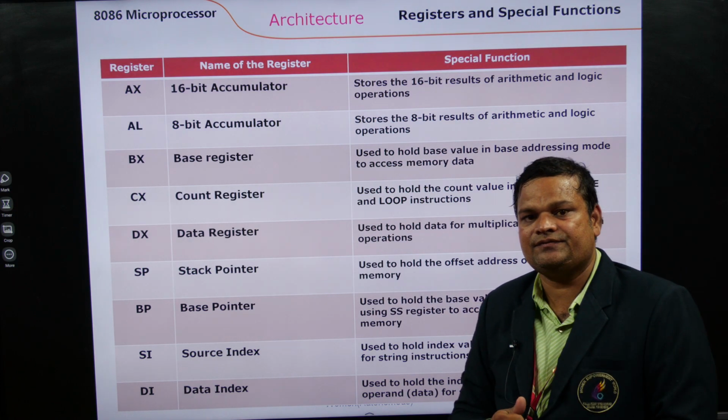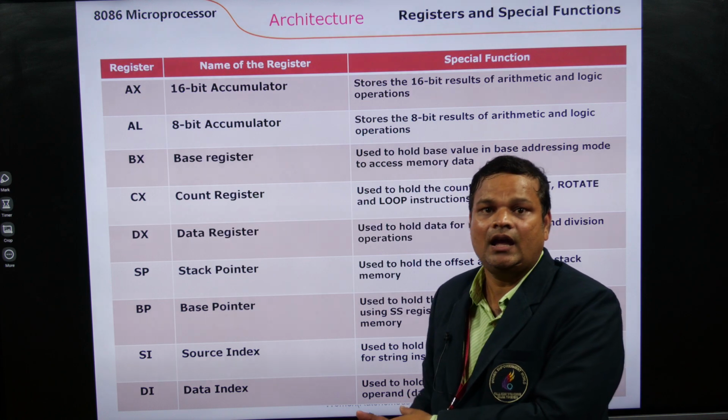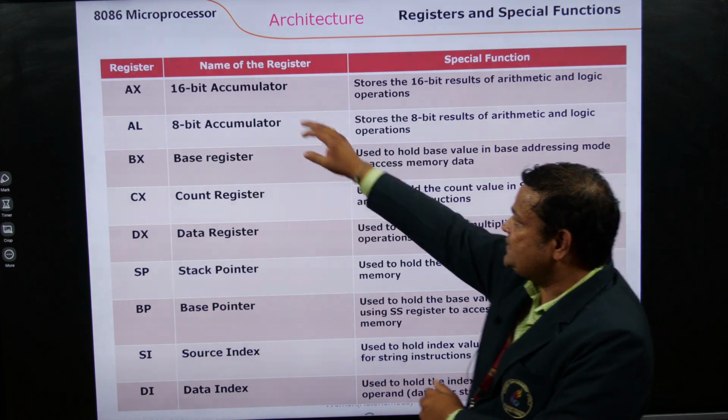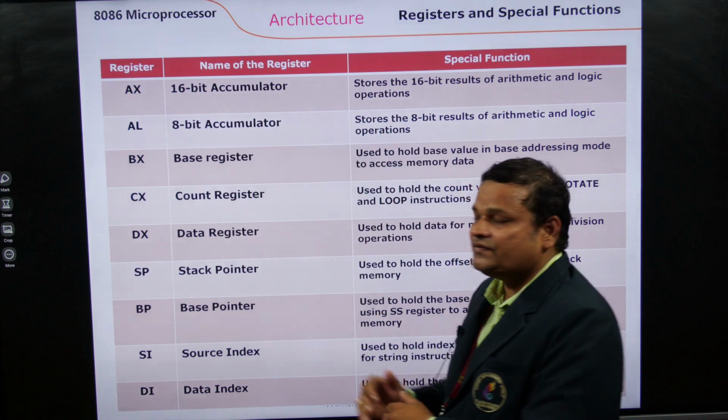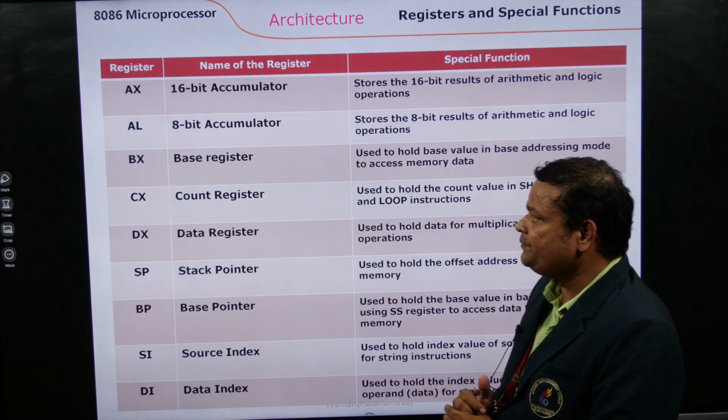For special instructions, for example division and multiplication, where one of the operands has to be stored in the accumulator, if it is a 16-bit multiplication, AX will act as the accumulator. When it is an 8-bit operation, AL is going to act as the accumulator.